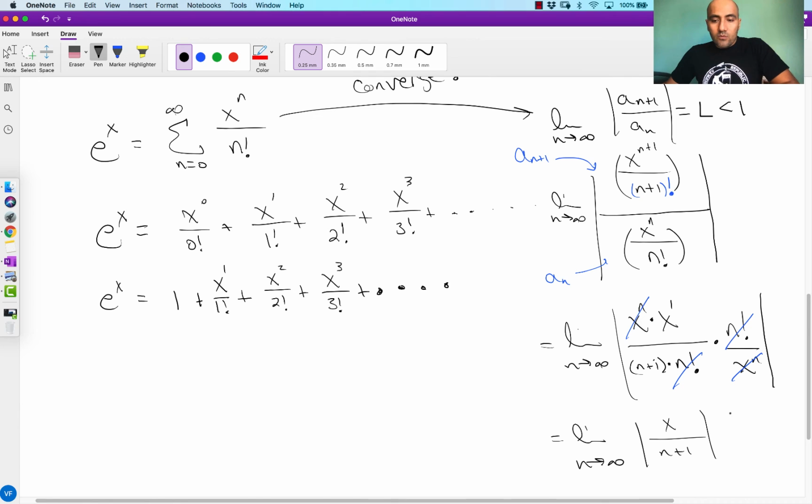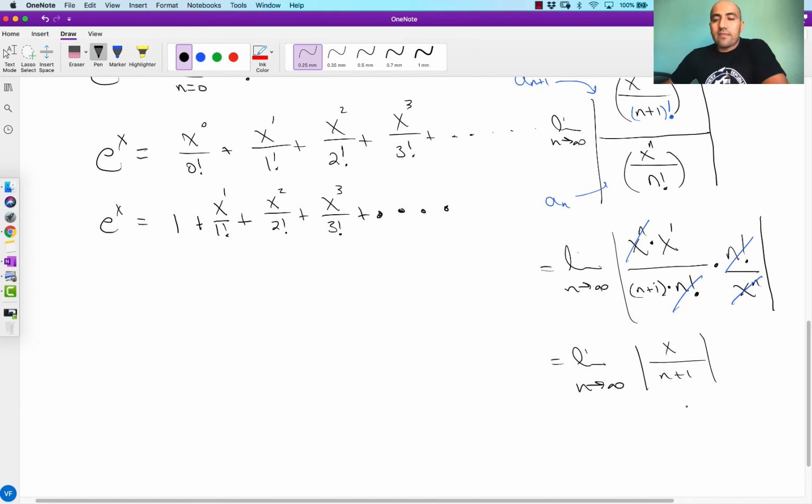Now, x is what we're looking for. What values make this converge? We don't know whether x is positive or negative, but n is a positive number for sure. They're counting numbers, 1, 2, 3, 4, 5, out to infinity. So n plus 1 is never going to be negative, so we can get it out of the absolute values and separate it like this.